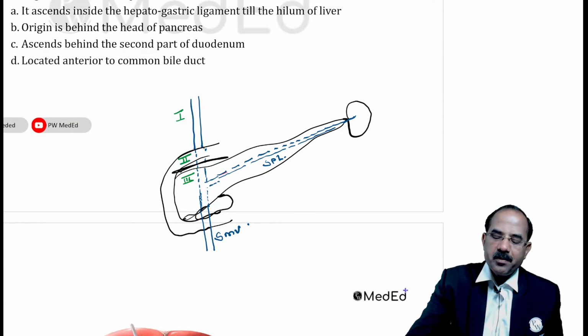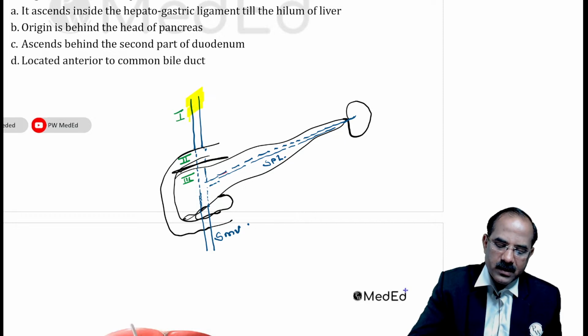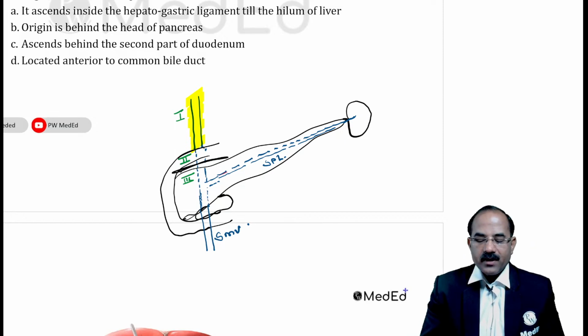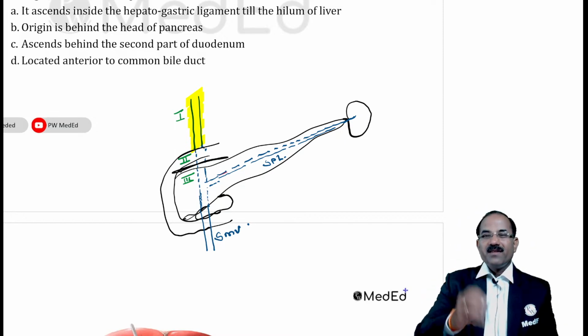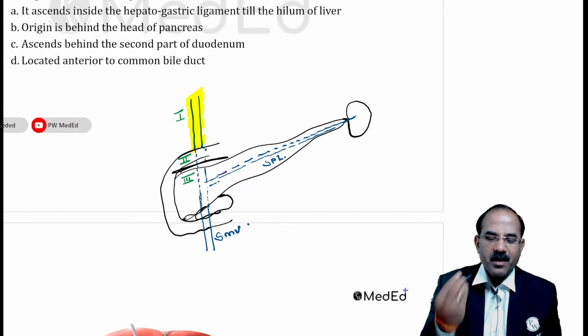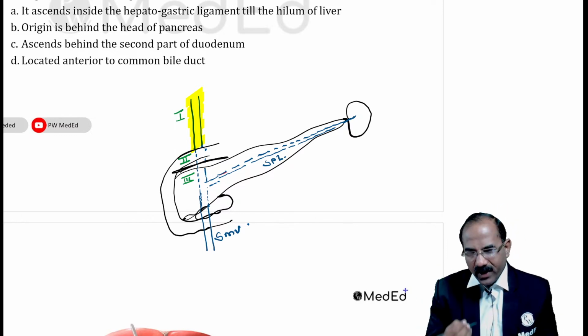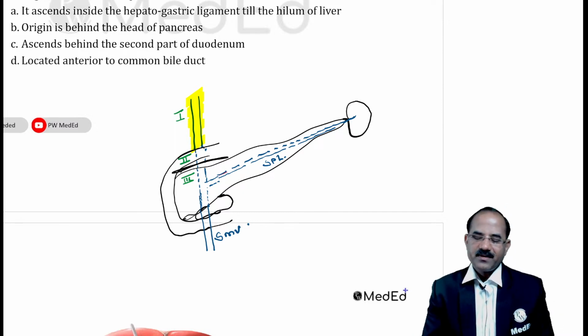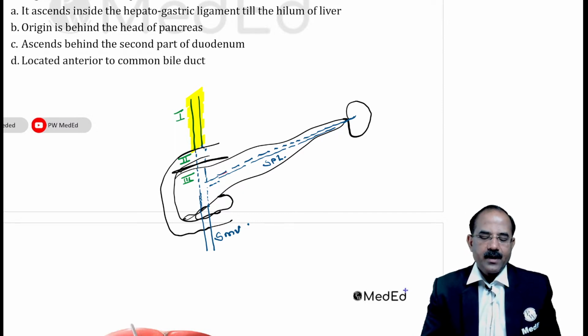The supraduodenal part of the portal vein lies in what? What does this lie in? Lesser omentum. That lies in the lesser omentum. The retroduodenal part of the portal vein lies behind the first part of duodenum. The first part of duodenum के पीछे होता है. And the infraduodenal part of the portal vein lies behind the neck of the pancreas. Fine. That's about the portal vein.